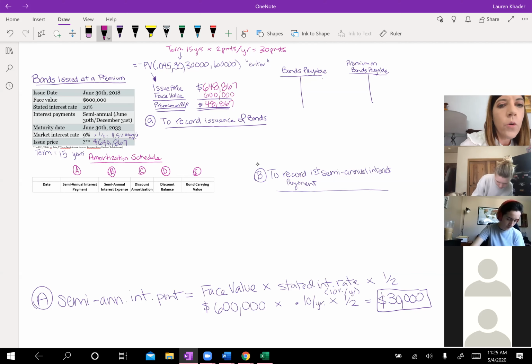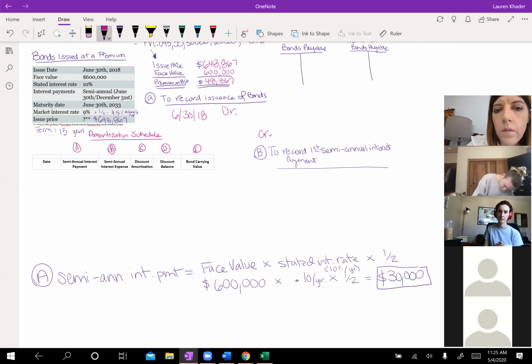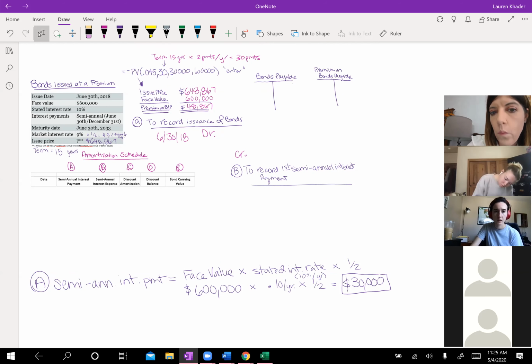For recording the issuance of the bonds, we're going to record it on the issue date, so 6/30/18. And on 6/30/18, what am I going to debit? What do I receive when I issue bonds? Why do we take out bonds? What's the purpose of it? Do we receive cash? Yeah, we want cash, right? We're taking out funding, financing. So we're going to debit cash.